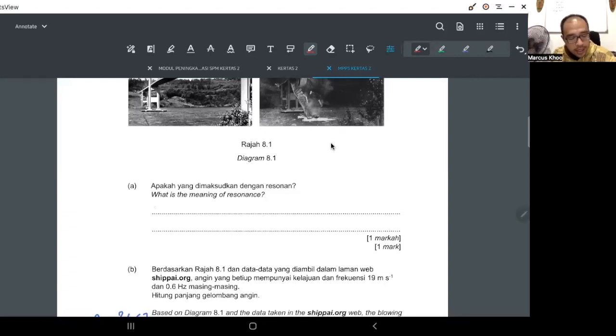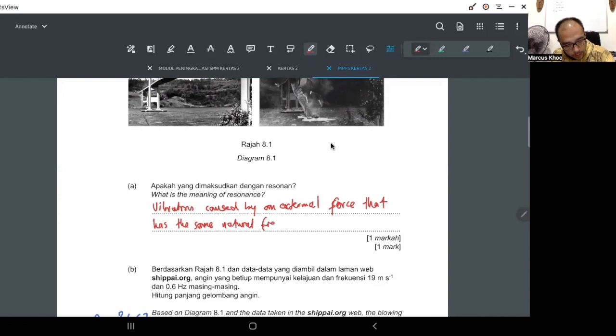So resonance is vibration caused by an external force that has the same natural frequency and oscillates at maximum amplitude.